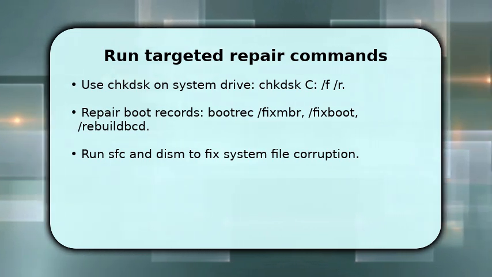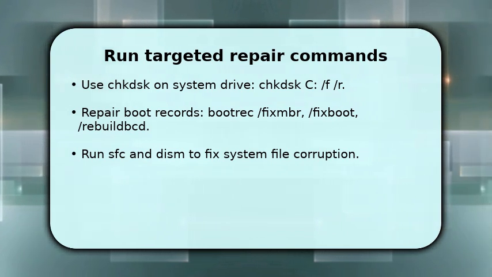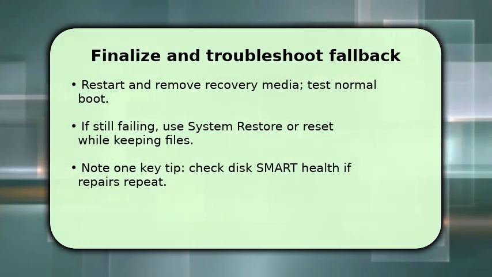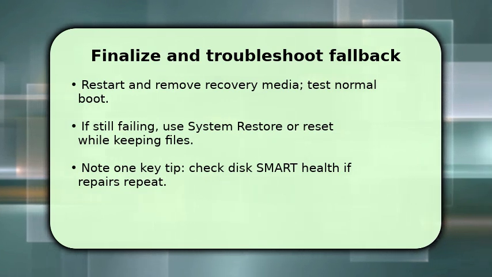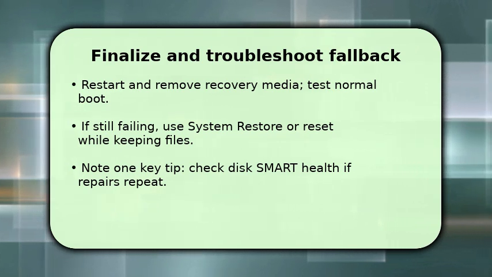Once repairs are complete, remove the USB and reboot to test a normal startup. You should see Windows load past the automatic repair loop. If the system still fails, go back into Recovery and try System Restore to a prior point, or choose Reset this PC while keeping your files.